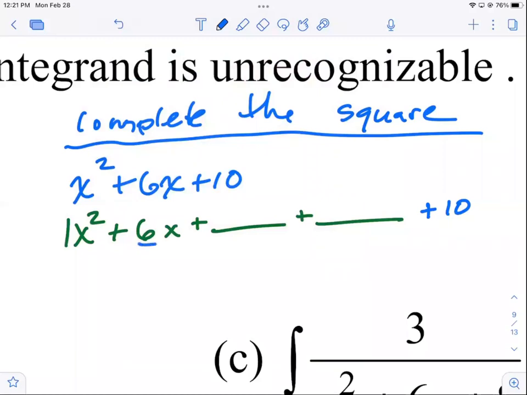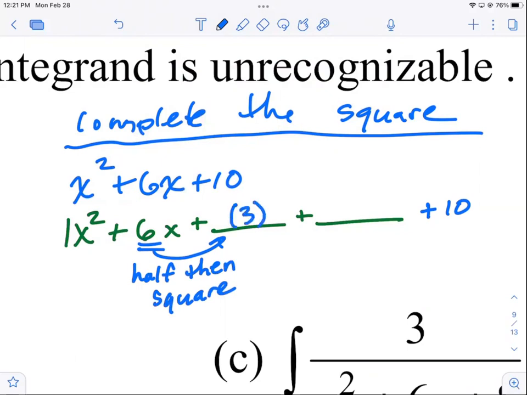And then here's what we do. We decide what to add by taking half of the linear coefficient, and then we square that number. Half, then square. Y'all might remember that, right? Half, then square. What's half of 6? 3. So we get 3 squared here, which is 9. I'll just call it 9. And because I added 9, I need to make sure it's a 0 pair. So now I'm going to add the opposite of 9, which is -9.